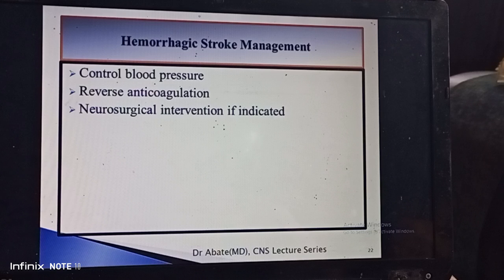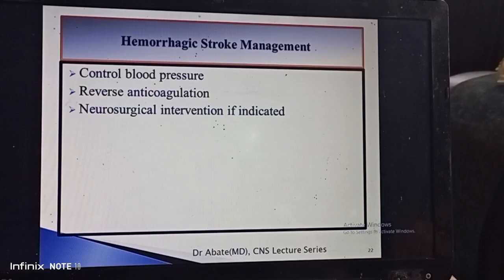In some selected groups of patients, neurosurgical intervention might be indicated, like patients with mass effect. If the hemorrhage in the brain has a mass effect with cerebral herniation, especially bleeding in the cerebellum, neurosurgical intervention is very important, and it has a good prognosis if immediate neurosurgical intervention is done.